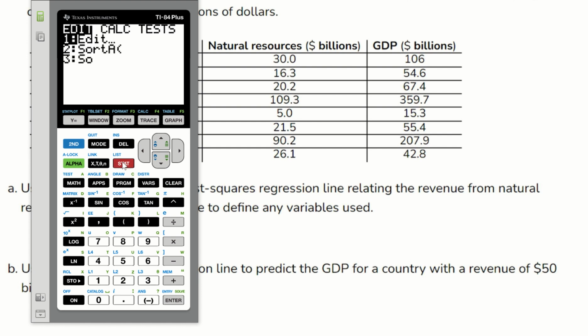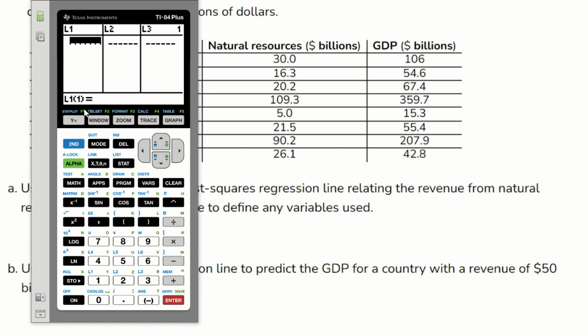Let's go ahead and go to stat, edit, list one is going to be my X values. So these guys, 30, 16.3, so on and so forth. And then for the Y, we're going to enter 106, 54.6, and so on. Okay, so we went ahead and plugged in the values. So we got the natural resources here. We got the GDP here. So we got all the data.